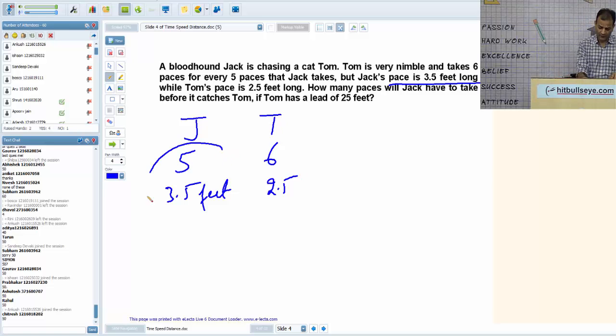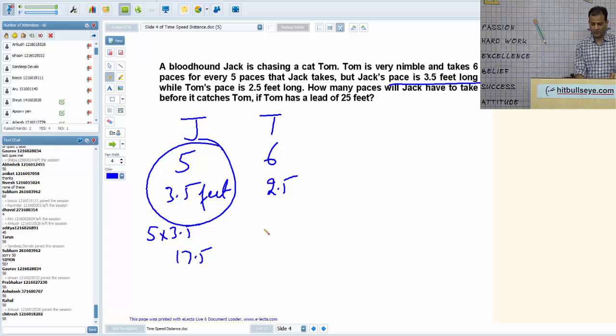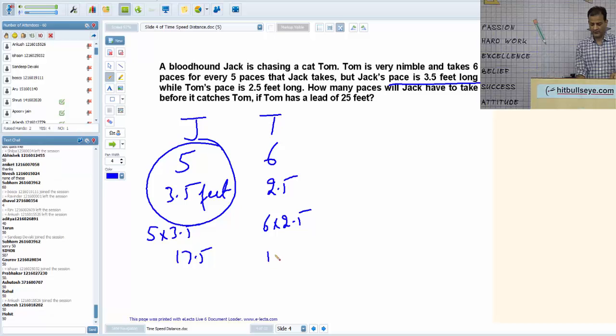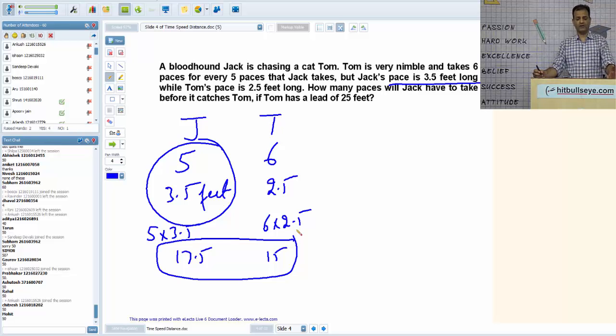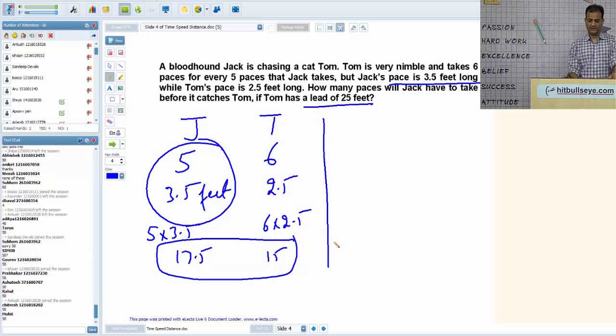In 5 paces, Jack will cover 5 into 3.5, it will be 17.5 feet. 6 into 2.5, Tom will cover, friends, 15 feet. All these things you can do orally, but for our convenience, we are writing it. That means now Jack is gaining 2.5 feet over Tom in 5 paces. So now Tom is 25 feet ahead of Jack. So distance is 25. What is distance, friend?